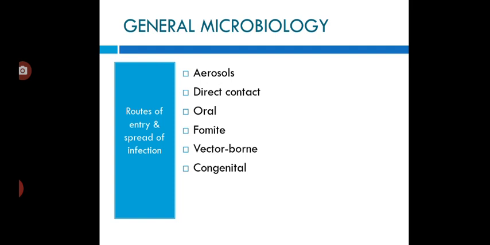Biologically means the pathogenic organism is transmitted from the insect in which the pathogen is undergoing a cycle, undergoing certain development, and then the insect deposits it on the human skin during its blood meal. Congenital: some pathogens are able to cross the placental barrier and infect the fetus in utero, through perinatal and postnatal transmission.